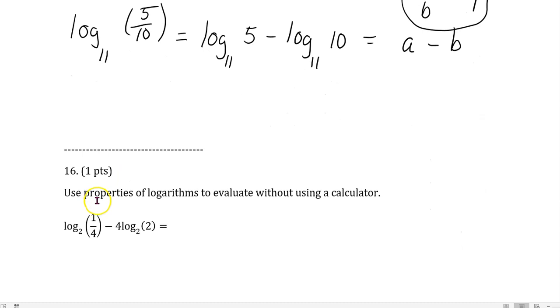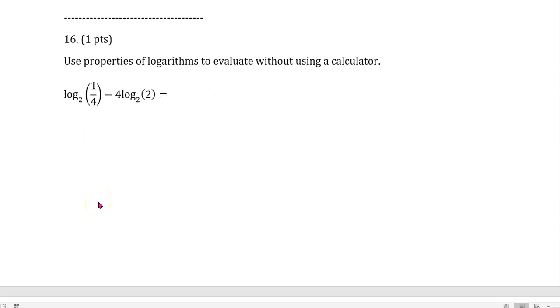Let's move on now to problem 16. This says, use properties of logarithms to evaluate without using a calculator. We have the log base 2 of 1 over 4 minus 4 log base 2 of 2. First, let's condense this logarithm into one logarithm. First, we'll take the 4 and push it back inside as a power on the 2 that's in the answer part. That means the first term just sort of hangs out and waits for me to be done. This gives me log base 2 of 1/4 minus log base 2 of 2 to the 4th.